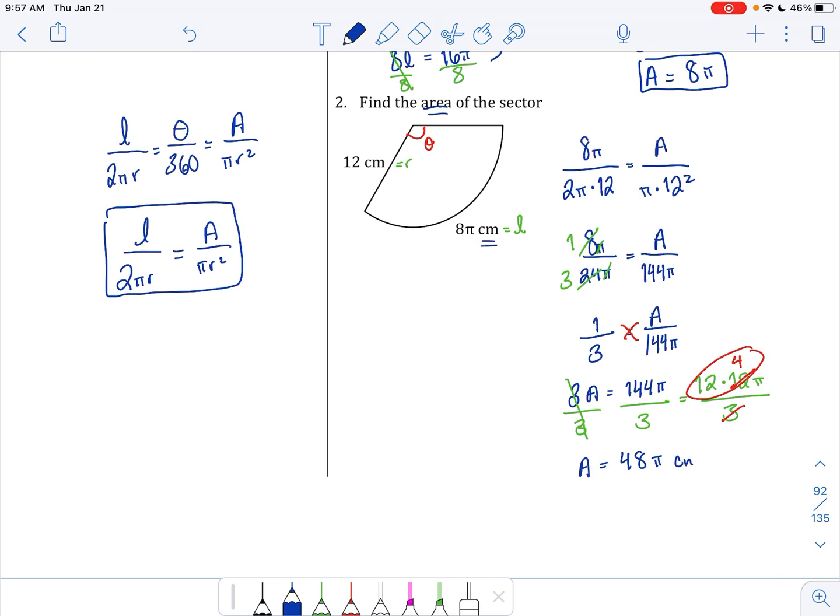Now here we do have units, which are centimeters. So it's area, so it must be centimeters squared. Like so. So that's how you can do it if you don't have theta, but you're given a different quantity.